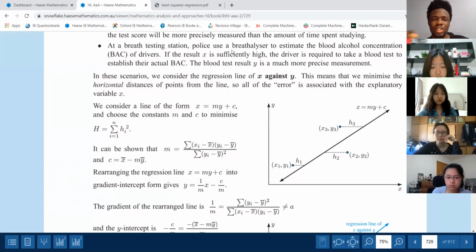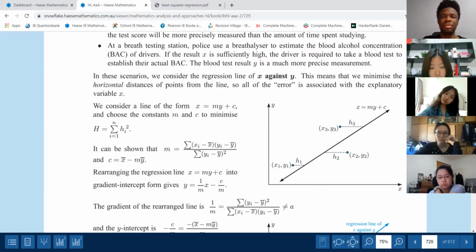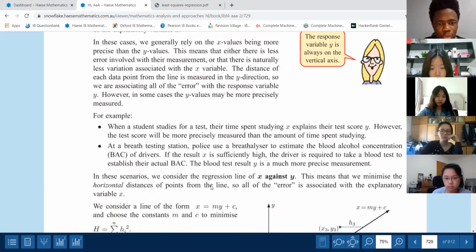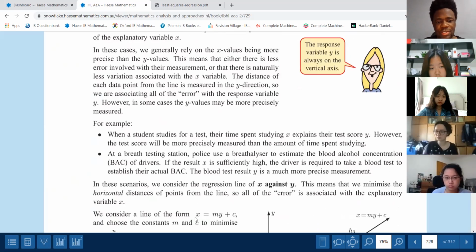Okay, so in situations where the error is associated with X, we will be discussing X on Y, not Y on X. Because Y, which is more precise, can then be used to predict X. In that case, our equation will look like this.